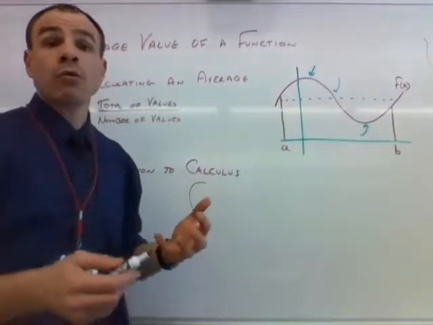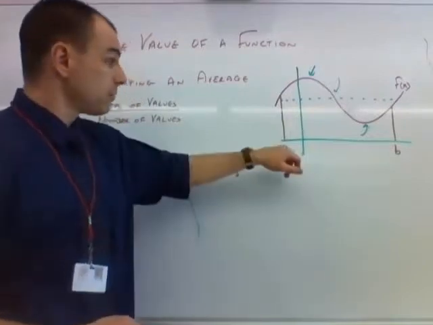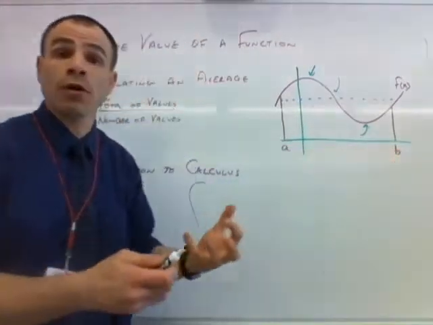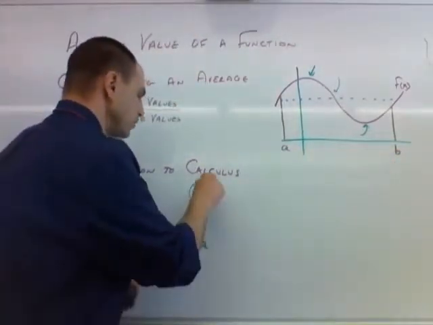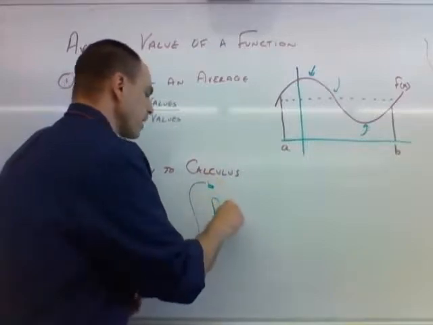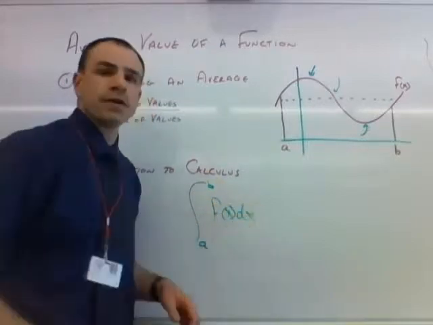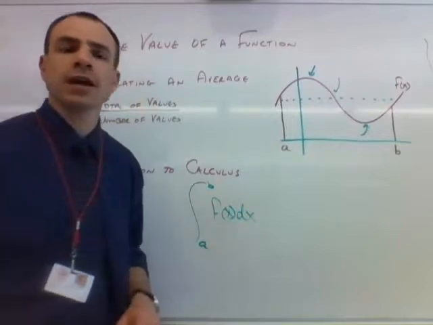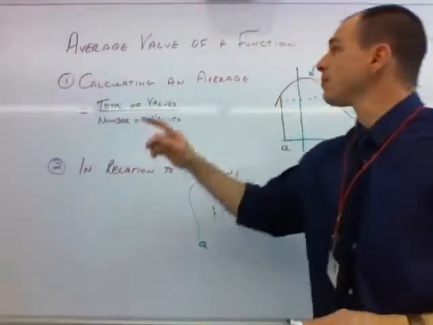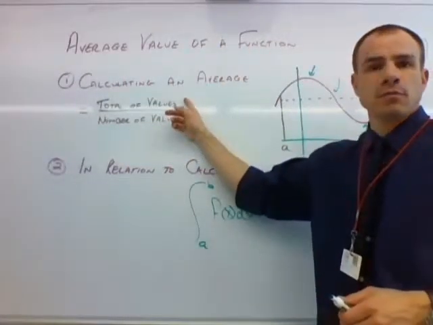Now, our integral needs a lower bound and upper bound, and that's going to be a and b, because we want to add up all the values from a to b. And what are we adding up? We're adding up the values of the function. So there's our f of x dx. That takes care of the sum.